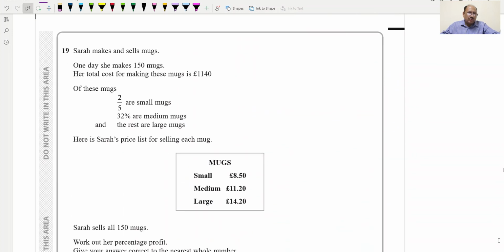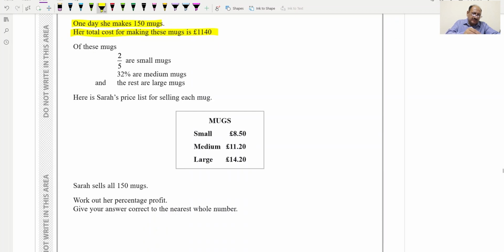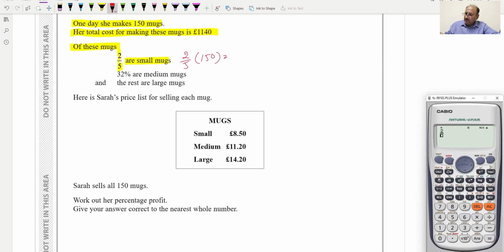This is done. Now question number 19. Sarah makes and sells mugs. One day she makes 150 mugs. Her total cost for making these mugs is 1140 pounds. Of these mugs, 2 by 5 are small mugs. So 2 by 5 of 150 will be equal to 60.